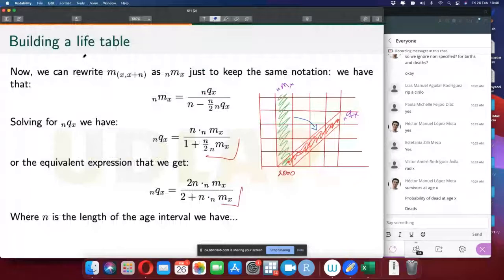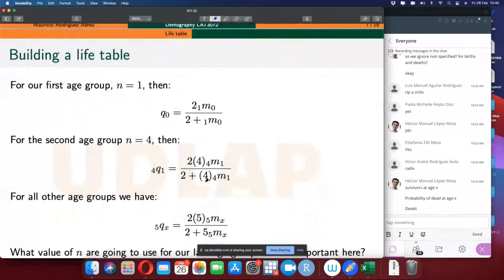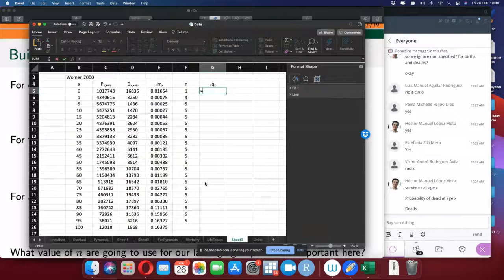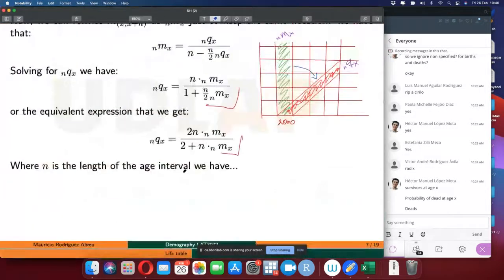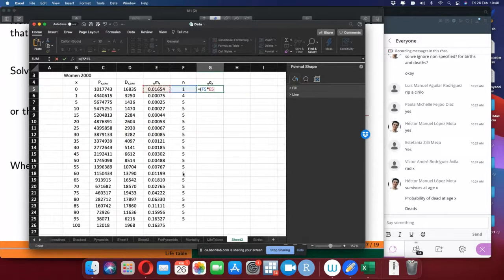I'm just going to follow the first formula here, but actually in the example I'm using the second formula, but you reach exactly the same probabilities. So we go back here. It's n times the age-specific death rate, so n times this rate divided by 1 plus half of n times the same rate. Okay?